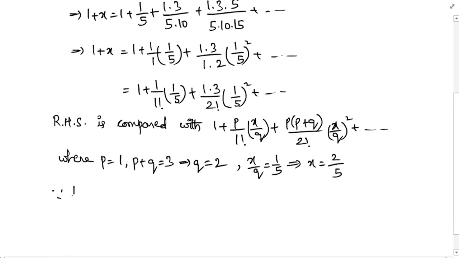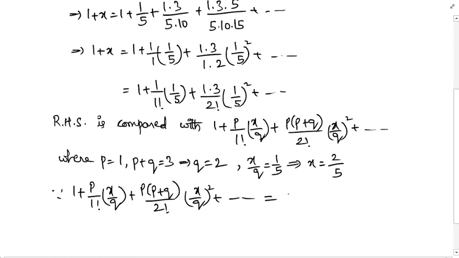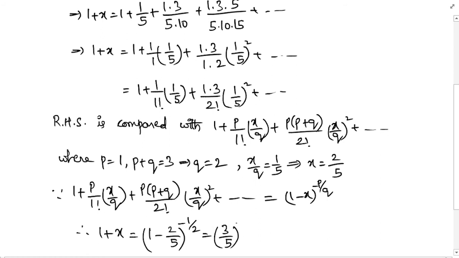Okay. So since we know that 1 plus p by 1 factorial into x by q plus p into p plus q divided by 2 factorial into x by q whole square plus so on is equal to 1 minus x whole power minus p by q, right? So therefore our LHS, that is 1 plus x, is equal to 1 minus x, that is 2 by 5 here. 2 by 5 whole power minus 1 by 2. So that is equal to 3 by 5 whole power minus 1 by 2. That will be equal to 5 by 3 whole power 1 by 2.